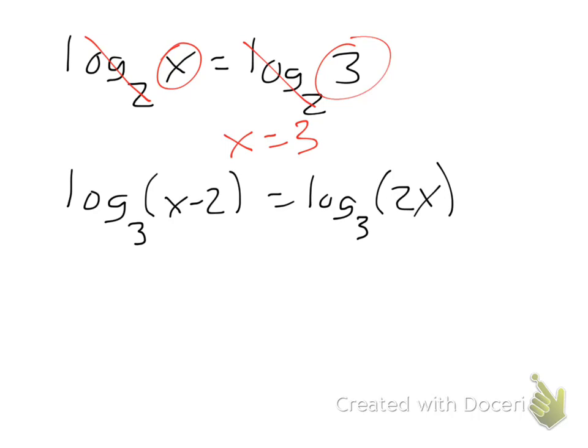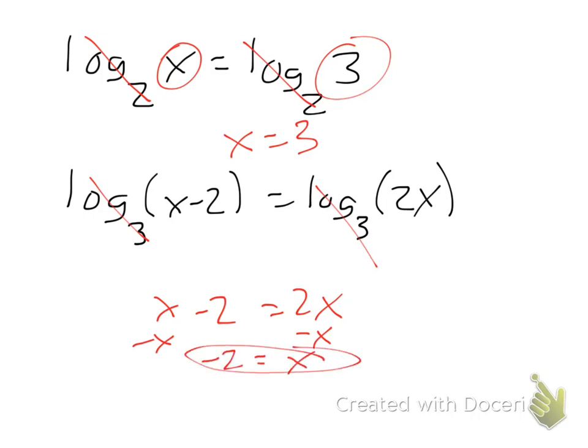Done. Now, the next one has a little bit more stuff in here. That's an x minus 2, and that's a 2x. Well, guess what? Don't fret. It's the same thing. I've got log base 3 of x minus 2 equals log base 3 of 2x. They're the same logs, so let's just cancel them out. When does x minus 2 equal 2x? And now you're probably thinking, I've actually solved this back in Algebra 1. I can subtract x from both sides. I get negative 2 equals x, and boom, I get negative 2.